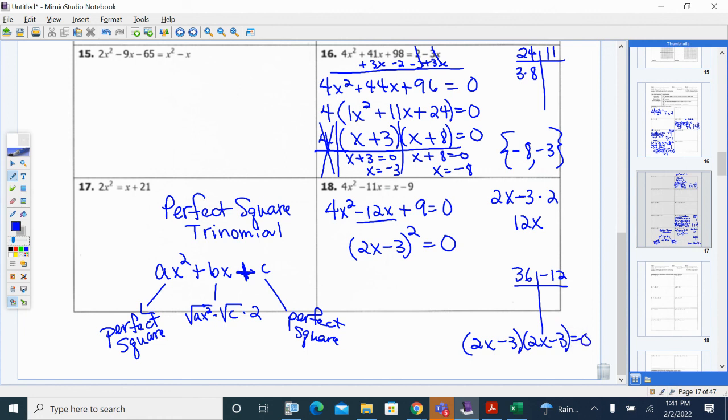The thing is, because those two factors are the same, this only has one solution. When my factors are the same, I only have one solution. So I only have to take the 2x minus 3 and set it equal to 0, add the 3, and divide by the 2. So my solution for number 18 is 3 over 2.